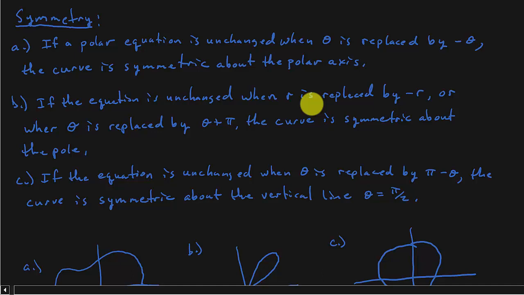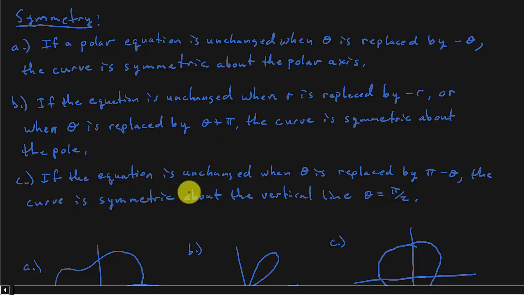I think it's good to be able to do this real quick, and it'll give you a good way to kind of check and see if you drew your graph right too. So if a polar equation is unchanged when theta is replaced by negative theta, the curve is symmetric about the polar axis. Remember, the polar axis, that's like our positive x-axis. And if the equation is unchanged when r is replaced by negative r, or when theta is replaced by theta plus pi, the curve is symmetric about the pole.